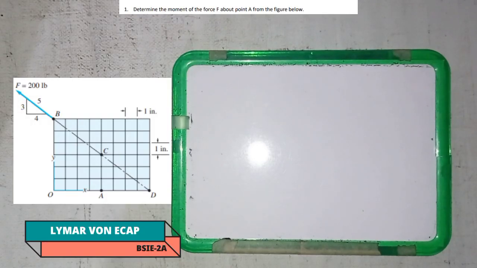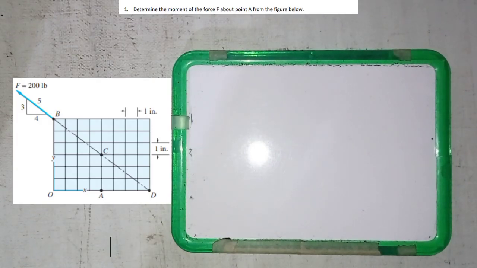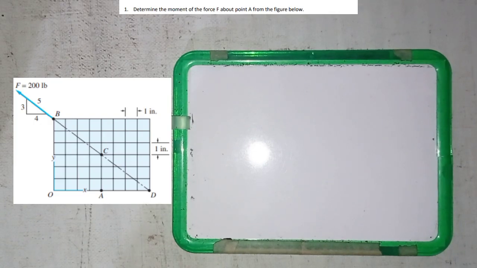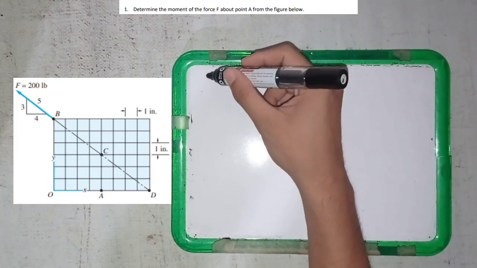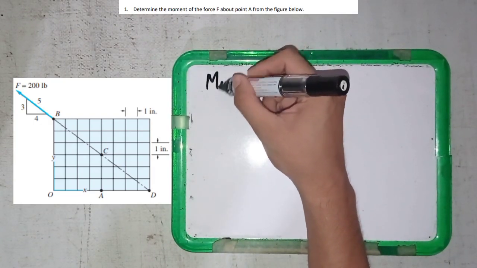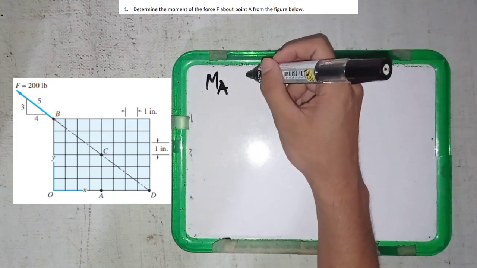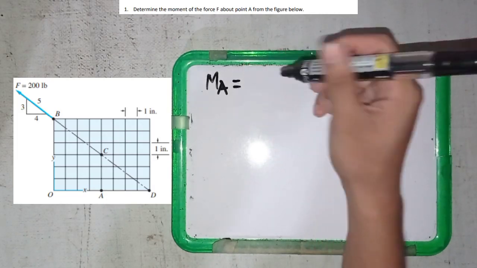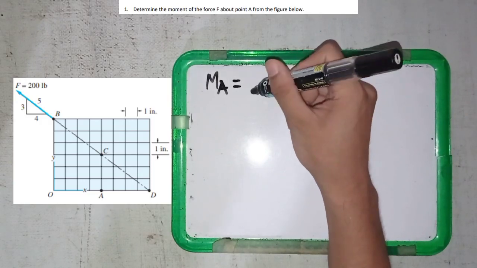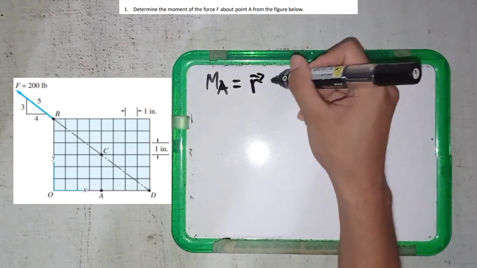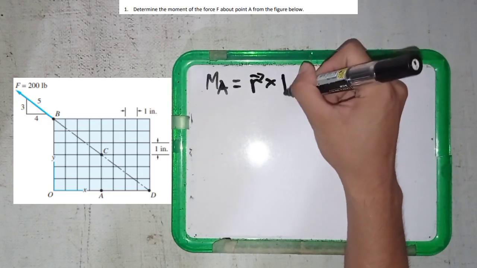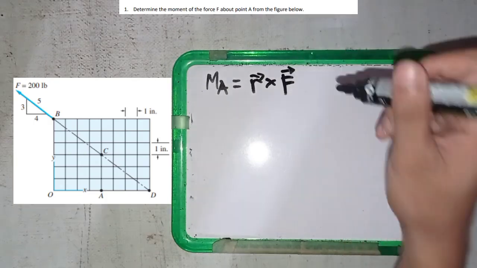So here is our first problem. Determine the moment of the force F about the point A from the given figure flashing now on your screen. So first, we are going to determine the moment of the force about point A. Our formula here is M sub A equals vector r cross force F.